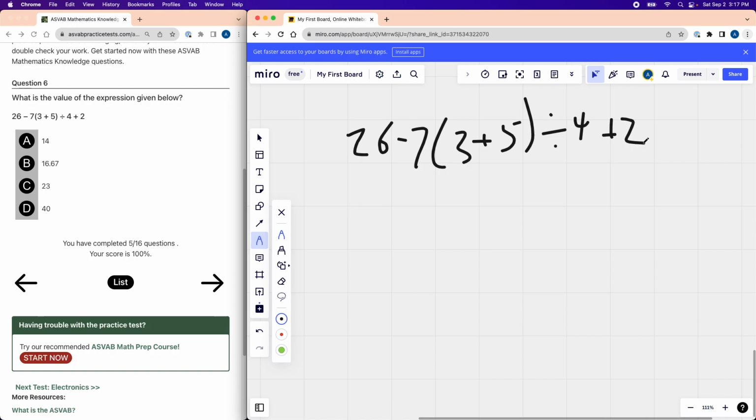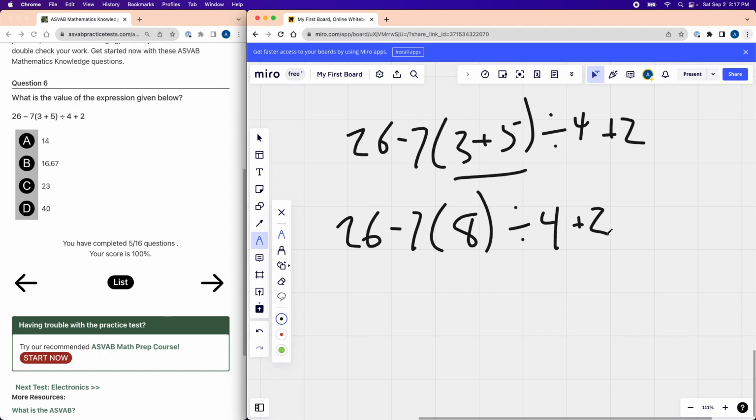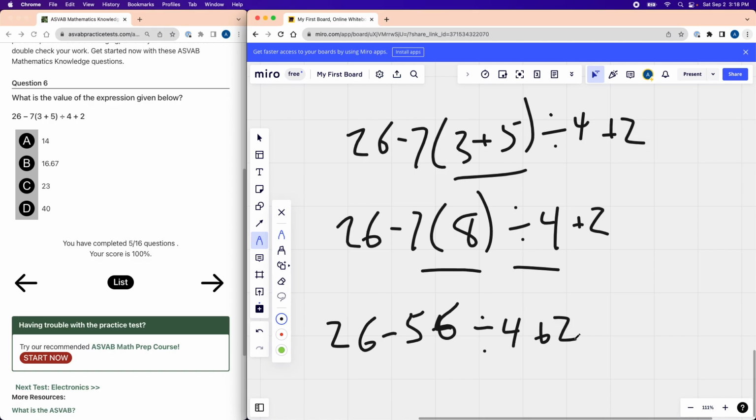All right, so first thing we need to work on is this parentheses. So we can rewrite this now as 26 minus 7 times 8 divided by 4 plus 2. All right, now we can work on the next thing. We don't have any exponents, so we need to work on the multiplication and division. Going from left to right, we'll do the multiplication first. So that's going to be 26 minus 56 divided by 4 plus 2.